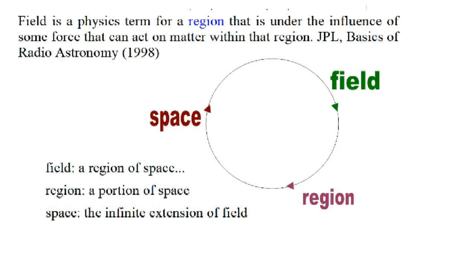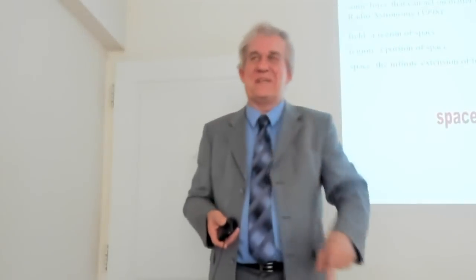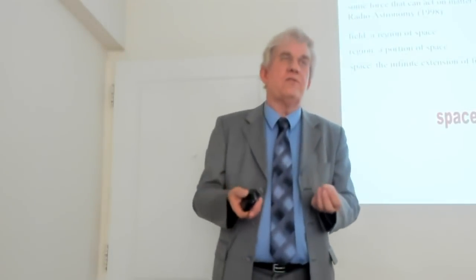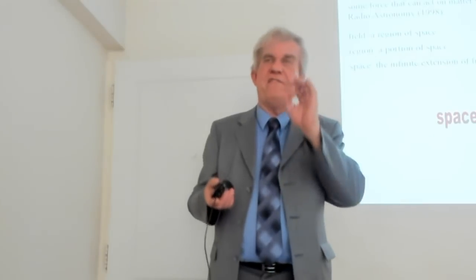That's a concept. Field in physics is a term for a region around an object that's under the influence of some force that can act on matter within the region. So all you have is something else coming close to that region, and it's influenced by this invisible, unknown thing called a field. That's all it is. But if you look at the definition, field is a region of space. You look up the word region, it's a portion of space, and you look up the word space, it's the infinite extension of field. So you have the full circle there. We have no real definitions for these words. But the important thing is that field is a concept.